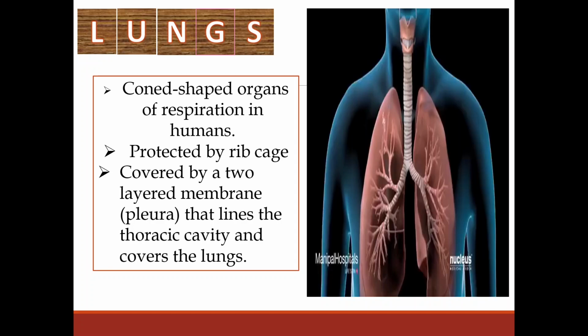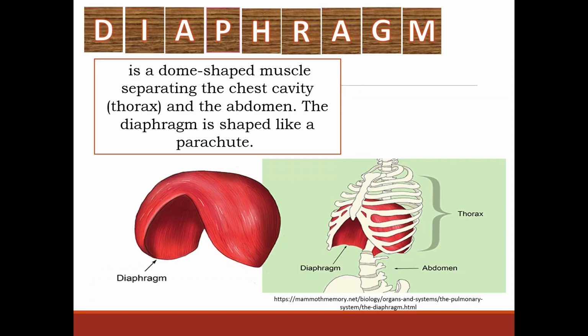Next to our lungs we have the diaphragm. Our diaphragm is a dome-shaped muscle separating the chest cavity, or the thorax, and the abdomen. The diaphragm is shaped like a parachute. The diaphragm is a sheet of smooth muscle located below the lungs, and it works with the lungs during the breathing process.